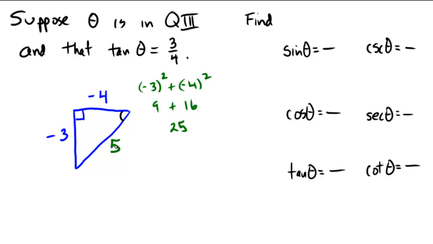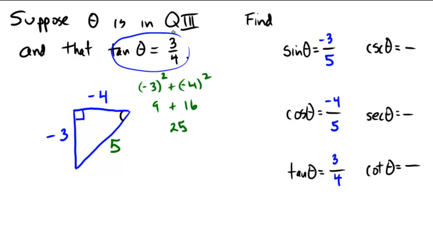So what are our trig values then? Sine is -3/5. Cosine is -4/5, adjacent over hypotenuse. Tangent is -3/-4, which would be 3/4 because the negatives cancel out. Notice this is consistent with what we already had.